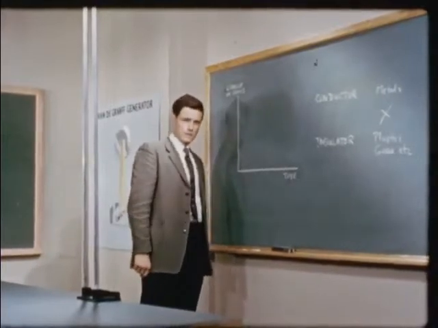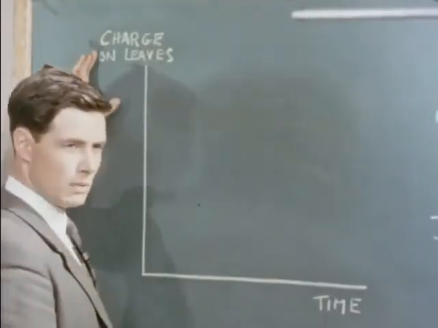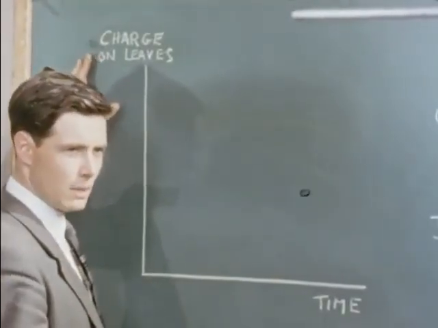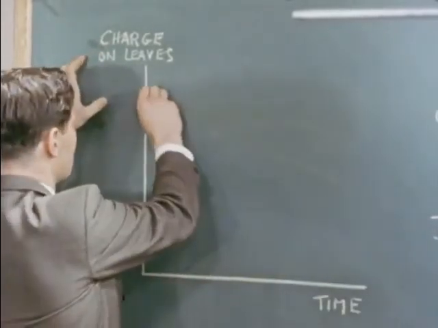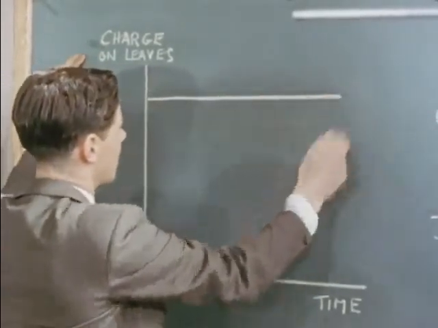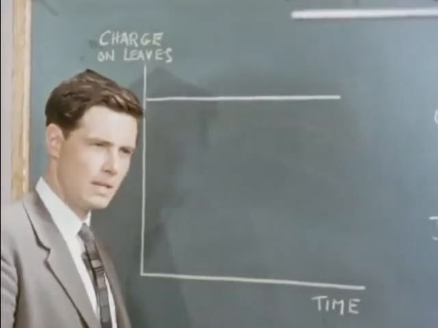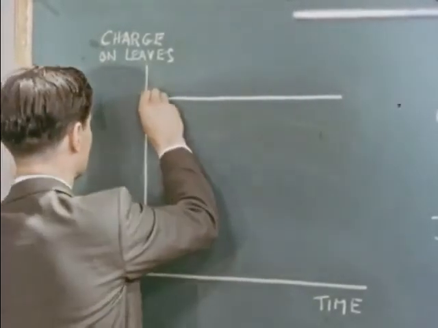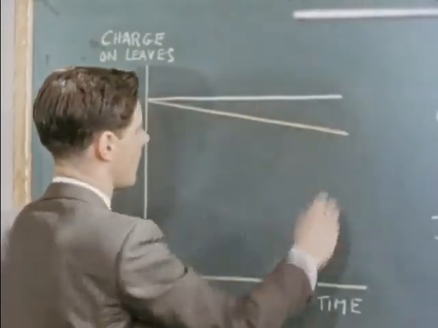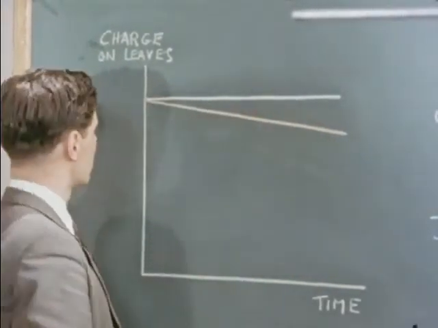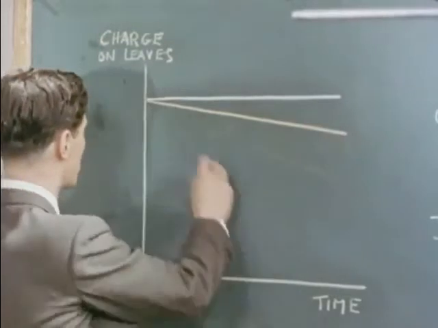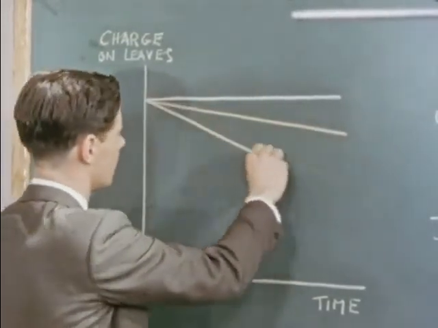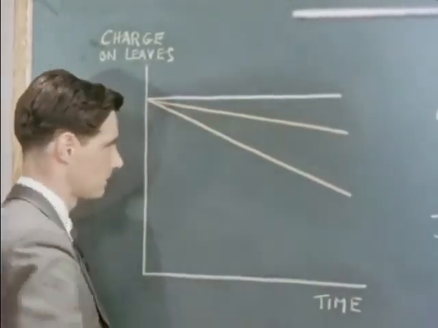If air were a perfect insulator, a charge, once placed on the leaf system, could never leak away. It would stay constant with time. In practice, depending on conditions, the leaves do slowly collapse. The rate of their collapse is, of course, a measure of the rate of charge leakage. Here they're collapsing faster.